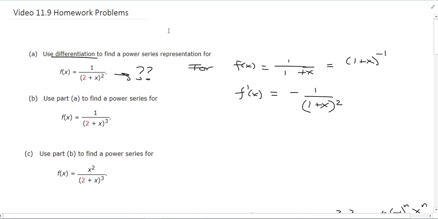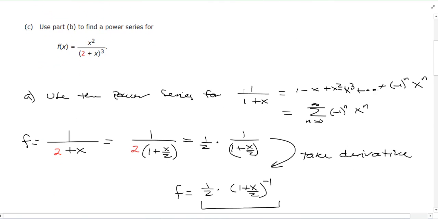So it says, pay attention to the wording: use differentiation to find power series for all of these. So that means that you're going to be taking derivatives of something. What is that something? You're going to start with a known power series, in our case 1 over 1 plus x. And the power series for that was the summation of negative 1 to the n x to the n, the alternating geometric series.